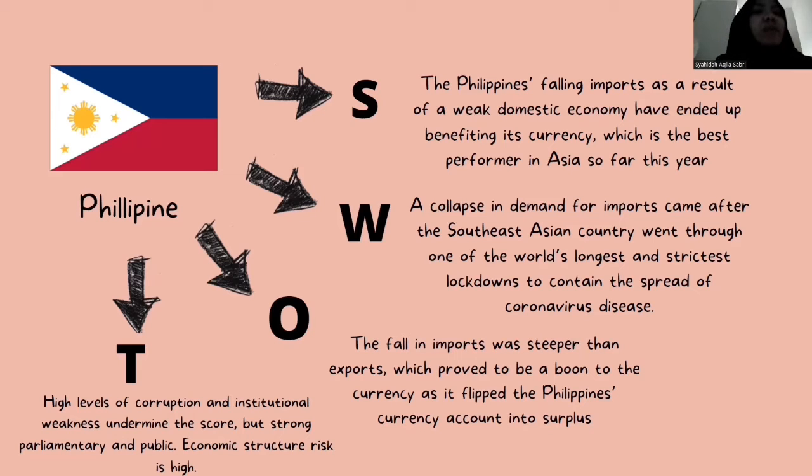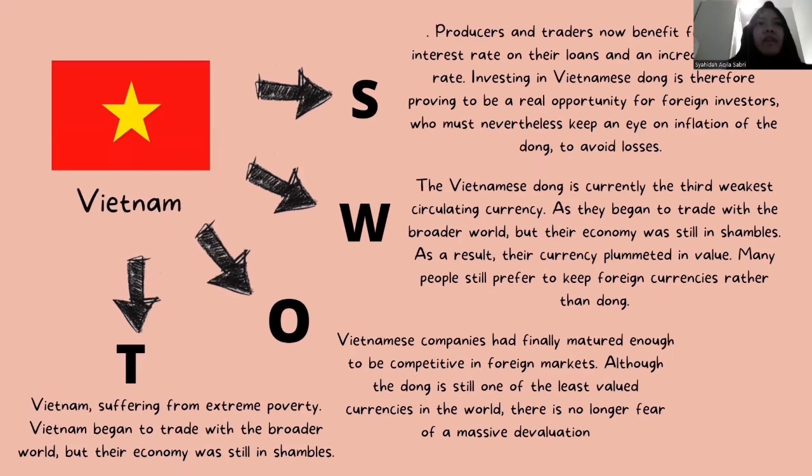High levels of corruption and institutional weakness undermine the score, but strong parliamentary and public economic structure risk is high. So benda-benda ni lah yang jadi threats for Philippines. Okay, next is we go to Vietnam. Betul kan Vietnam? Okay, Vietnam.